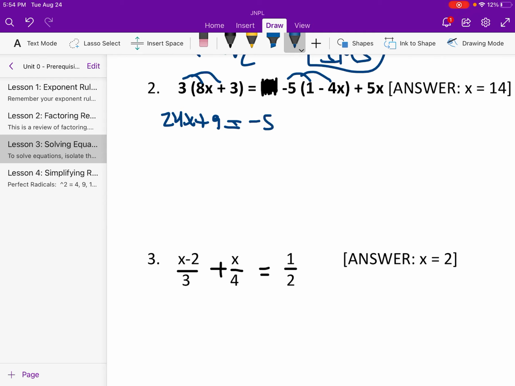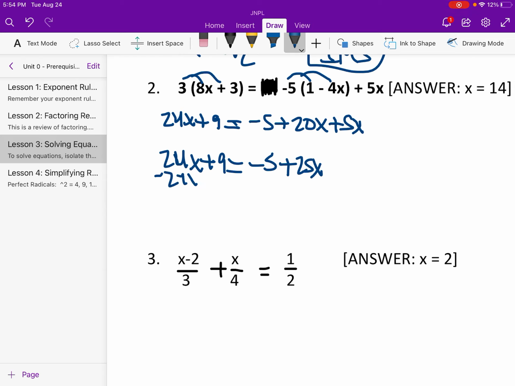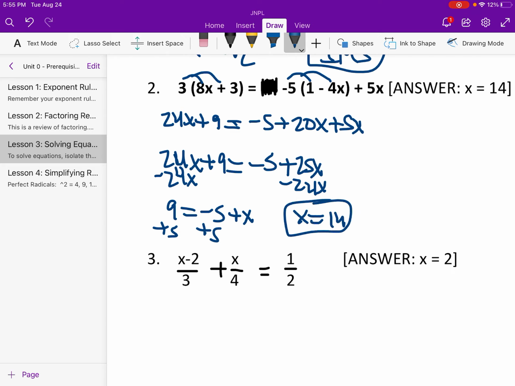Alright, so minus 5 and then plus 20x plus 5x. That would give us, when we combine like terms, 24x plus 9 on one side and then minus 5 plus 25x. Then we would get the x's on both the same side. Alright. 9 equals 5 plus x. Then we add 5 to both sides to make that x alone, and we get x is 14. So that's the right answer.